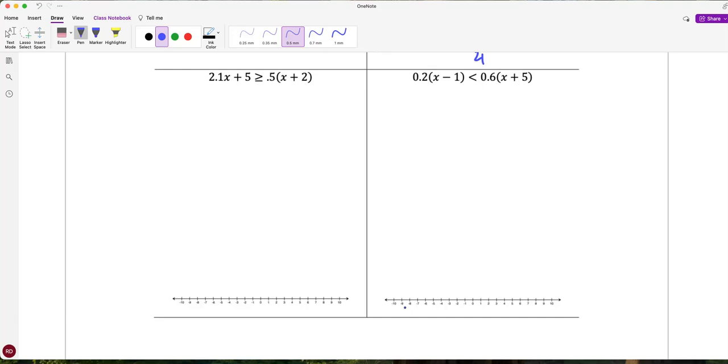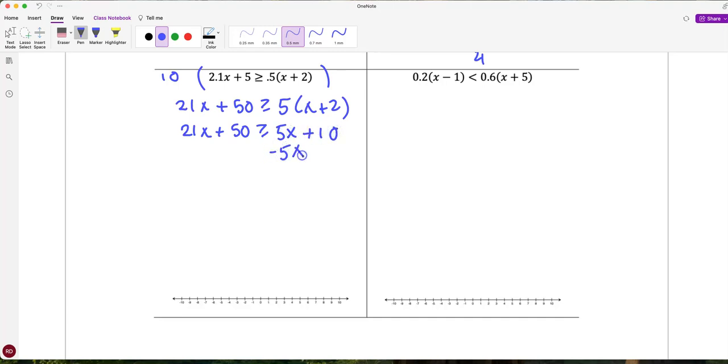Here I've got a number with decimals. I could distribute, or I could just multiply to get rid of the decimals. If I multiply everything by 10, I get 21x plus 50 is greater than or equal to 5x plus 2. So 21x plus 50 is greater than or equal to 5x plus 10.